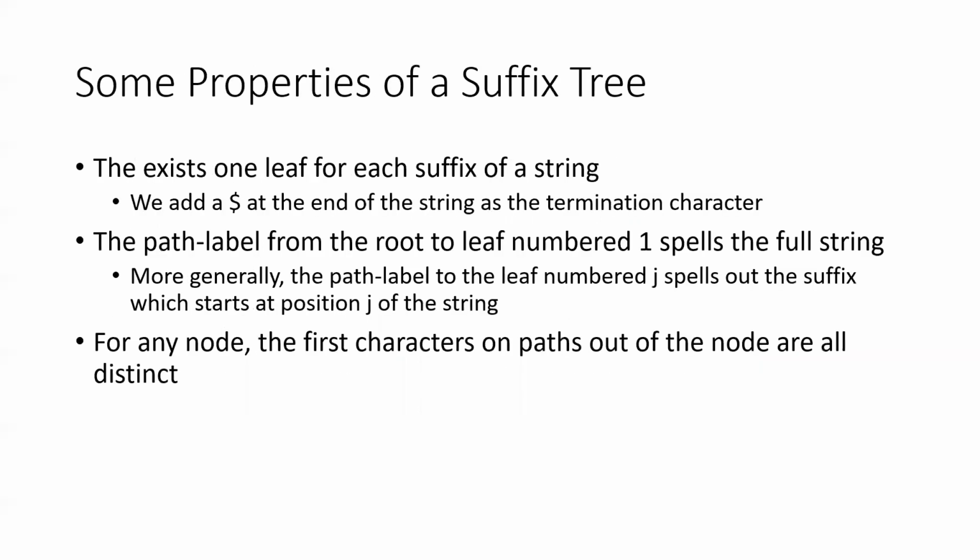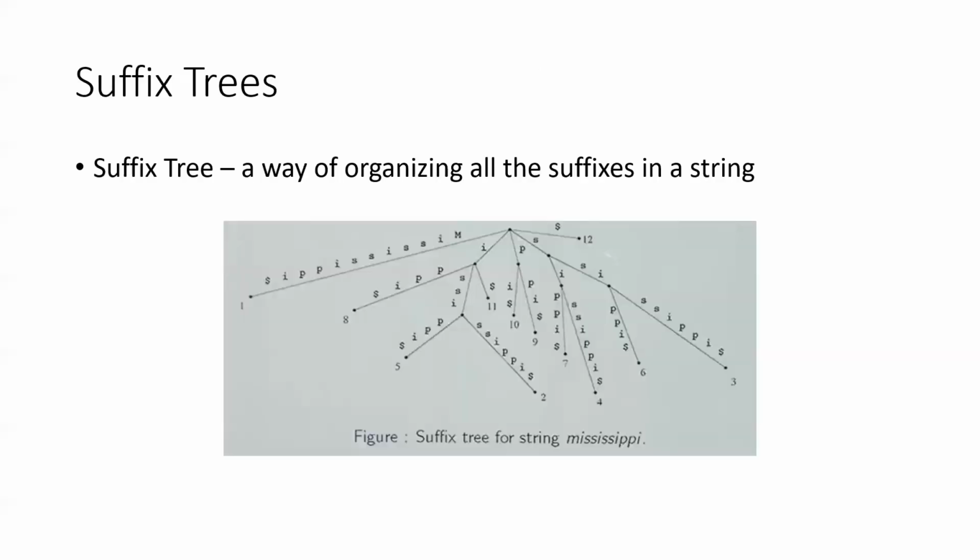So a path label, that's pretty important. The path label of a node is the label of the path from the root of the tree to that node. So if we wanted to find the path label for this specific node right here, we just follow the root down to that node, and then follow the characters in order. So the path label for this specific node would be ISSI. And that's really all there is to it.